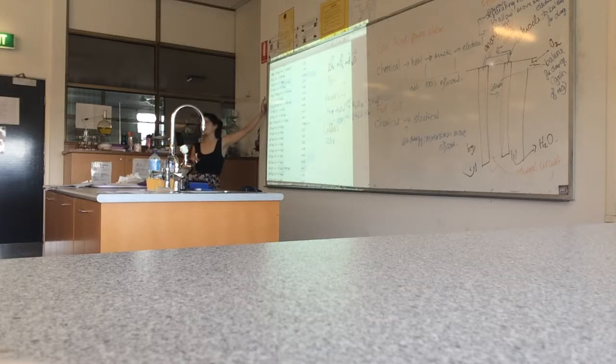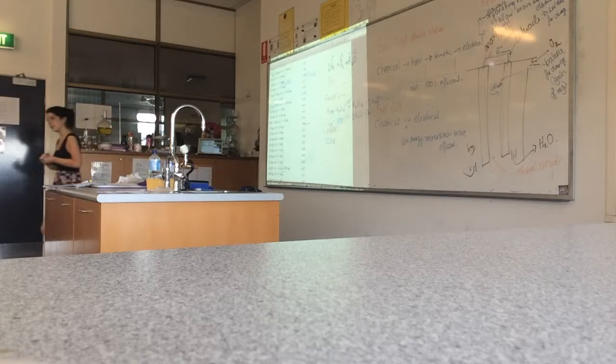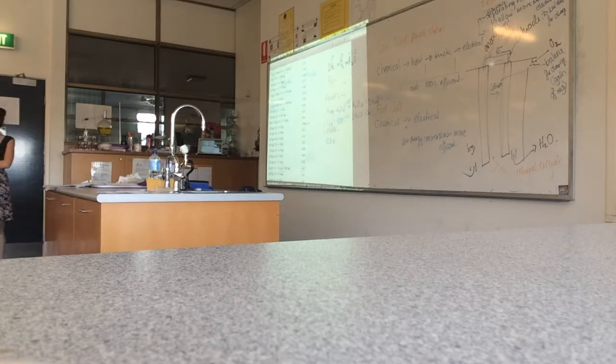Plus 0.4. No, that's in a basic environment. 1.23, this one. Yeah. And that would be at the cathode or the anode? Is it undergoing reduction or oxidation? Reduction. Yeah, which occurs at the cathode, excellent.